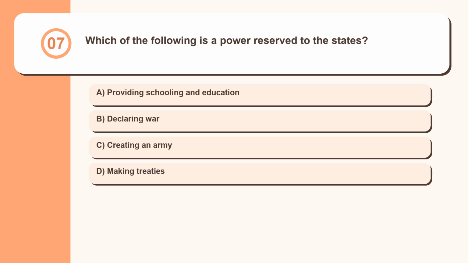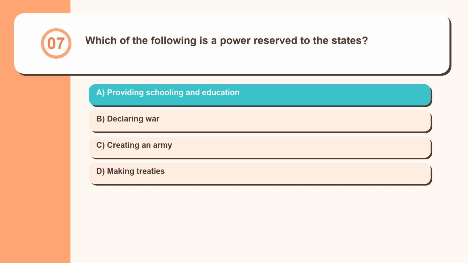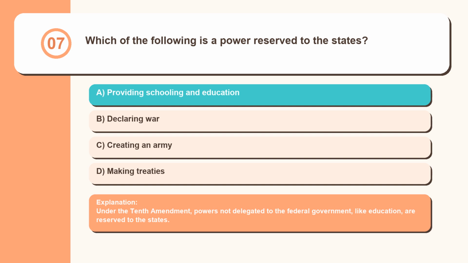Question 7. Which of the following is a power reserved to the states? Providing schooling and education, declaring war, creating an army, making treaties. Under the 10th Amendment, powers not delegated to the federal government, like education, are reserved to the states.